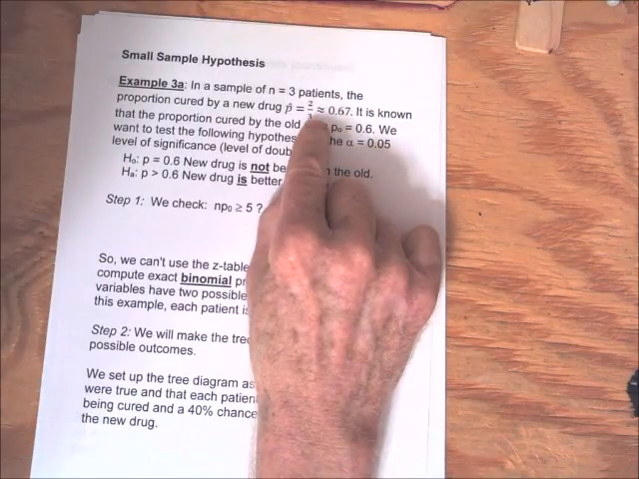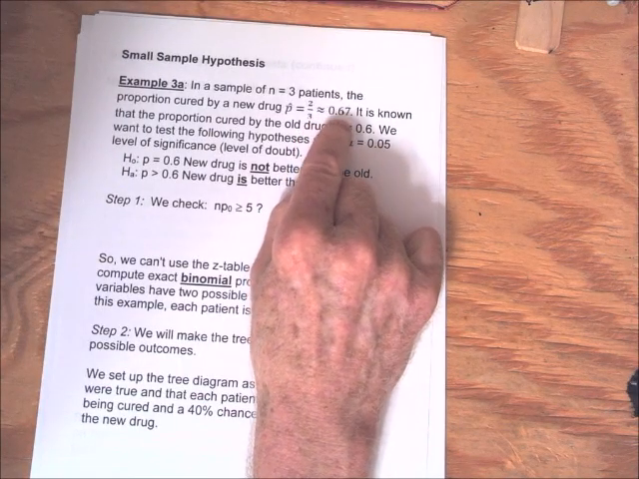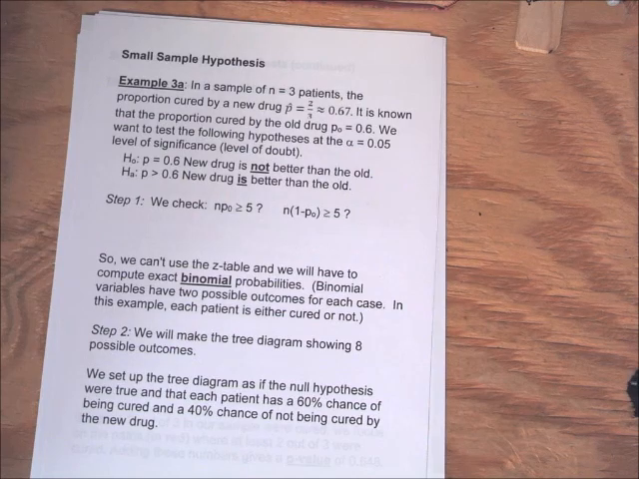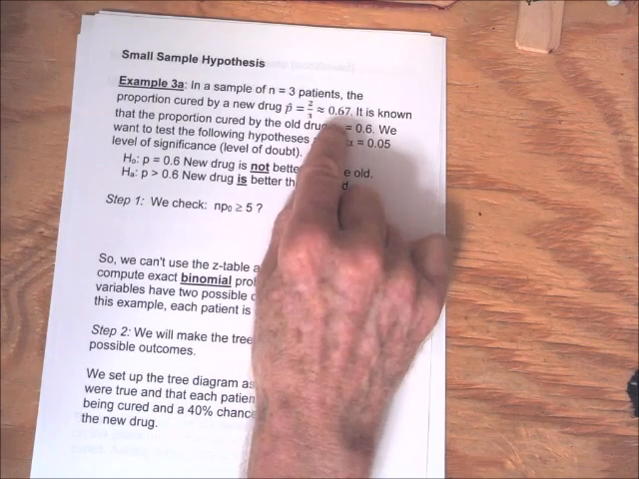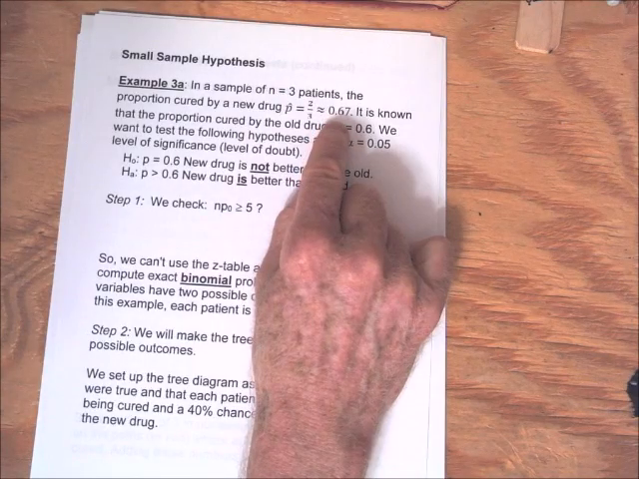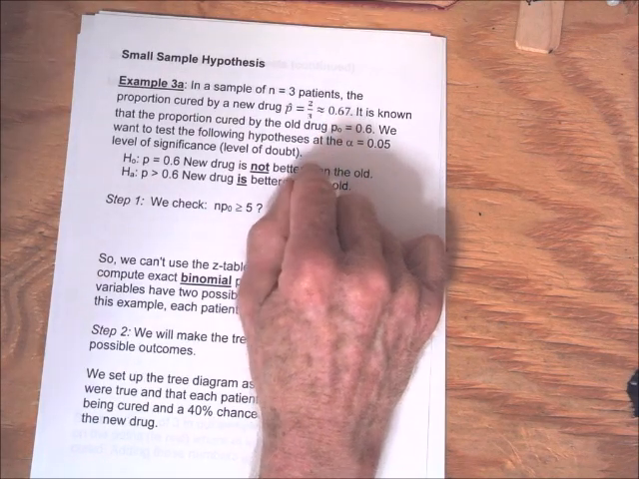So just based on this small sample, it looks like the new drug has a somewhat higher cure rate than the old drug, but that could have happened by chance, and we want to know how strong the evidence is that the sample provides us that the new drug is better than the old drug.